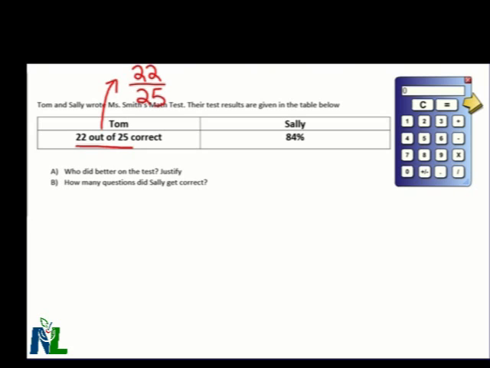Then we can convert that fraction into a decimal by dividing 22 divided by 25. Oh, sorry, that didn't work. Let's try that again. 22 divided by 25 equals 0.88.